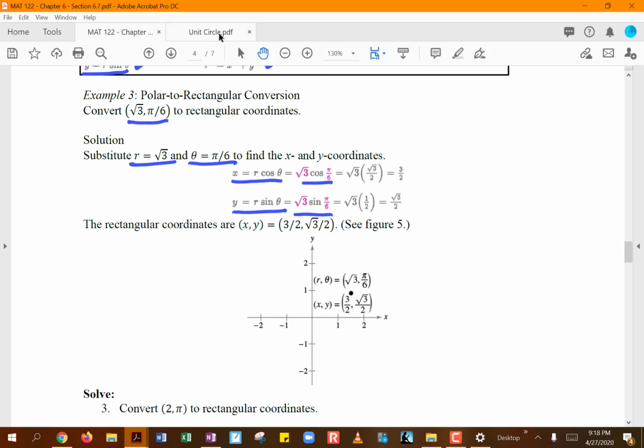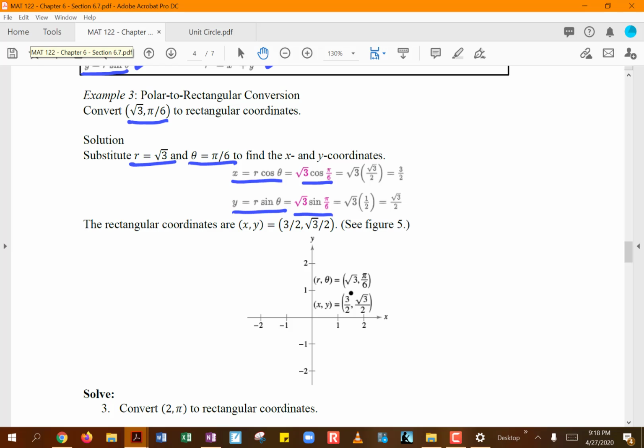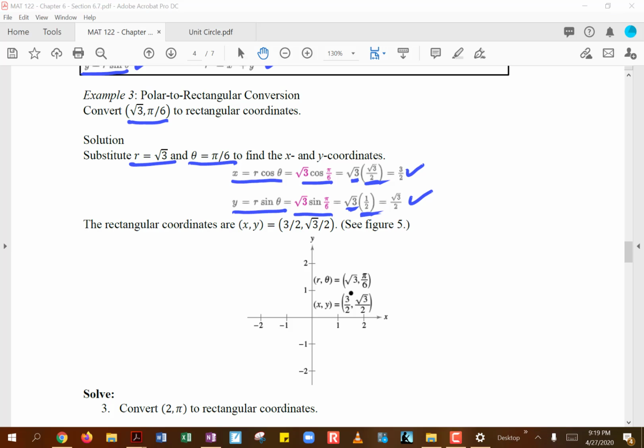So just use your unit circle for pi over 6, and you can see your cosine and sine values over here. So that's where we're getting the square root of 3 over 2 and 1/2 from. Multiply that with the r value of square root of 3. Simplify them, and you end up getting x equals 3/2, y equals square root of 3. And that's how we went from polar to rectangular coordinates.